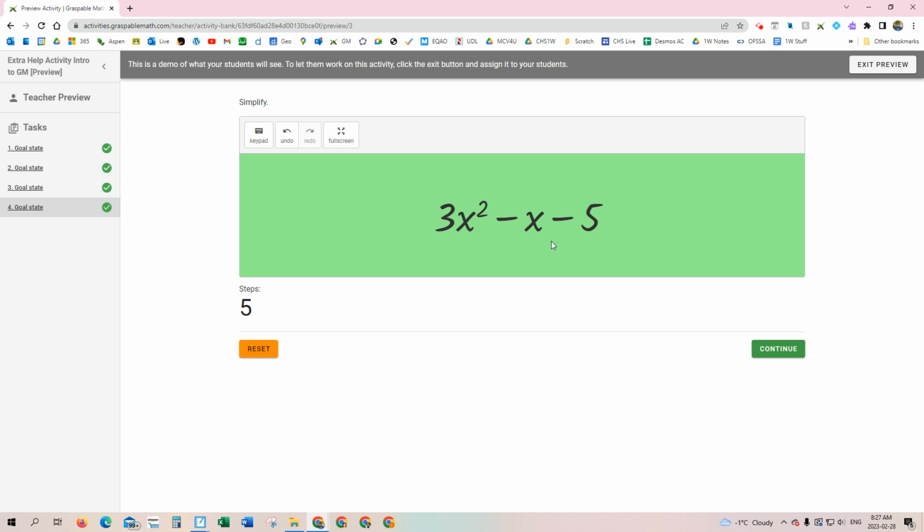So hopefully that will help you when completing today's Graspable Math activities. Good luck!